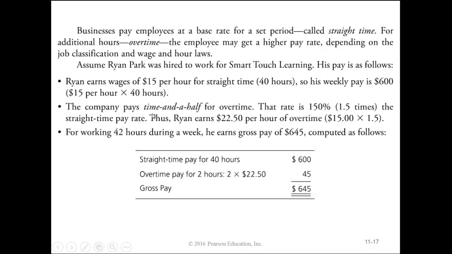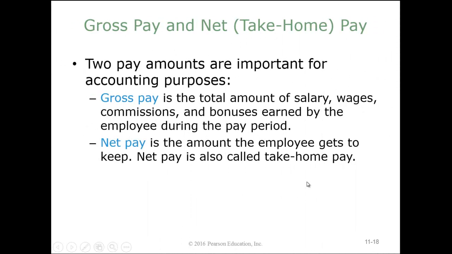So here's how we figure this out. For the 42 hours a week he worked, he's getting $600 for those 40 hours, the 40 times $15 an hour. Then 15 times 1.5 gives us $22.50, and we multiply that by 2, so we're looking at a total gross pay of $645. Okay, so that's just his gross pay.